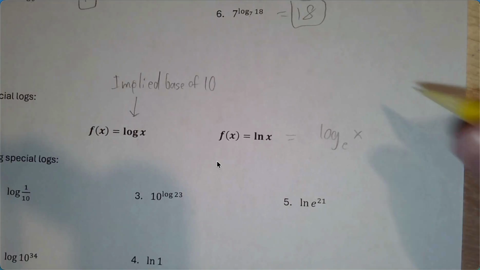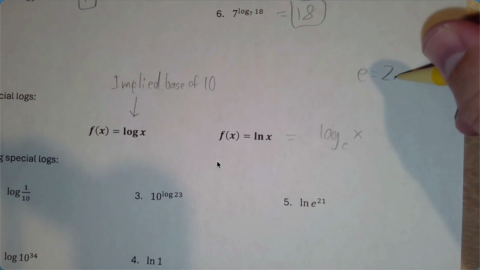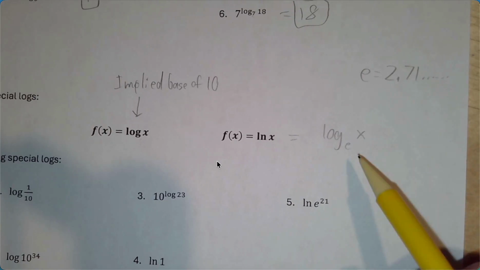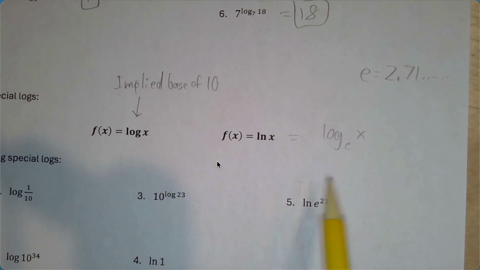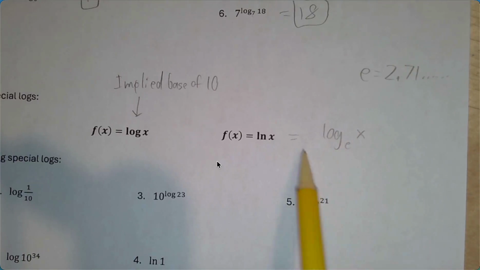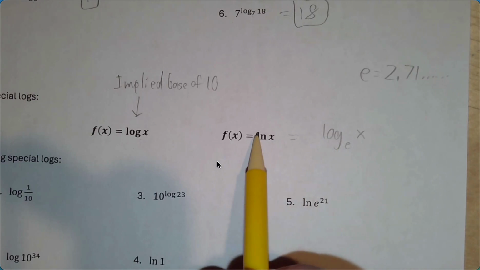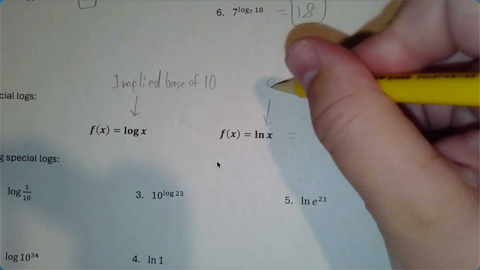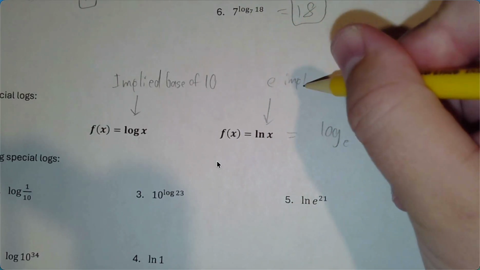Now, e is a special number. E is essentially 2.71 and so on. It goes on forever, and it's got magical properties that we can't discuss in this course because it would take a whole course in itself. But essentially, if you had a log and its base was e, instead of writing log base e, we're just going to call this a whole new thing and call it ln. But ln essentially just means e is the implied base.